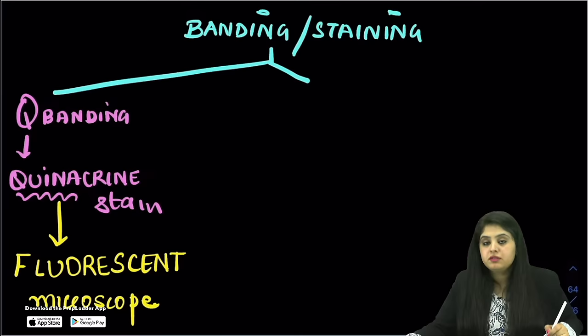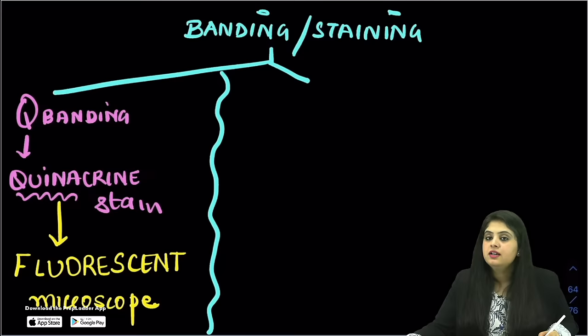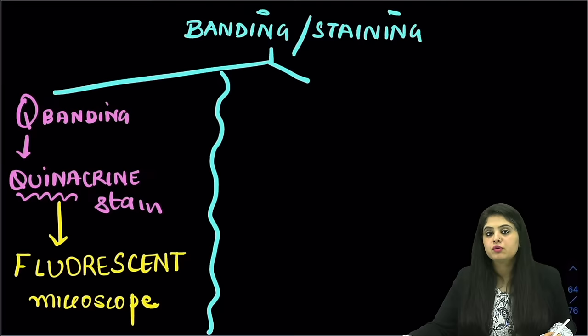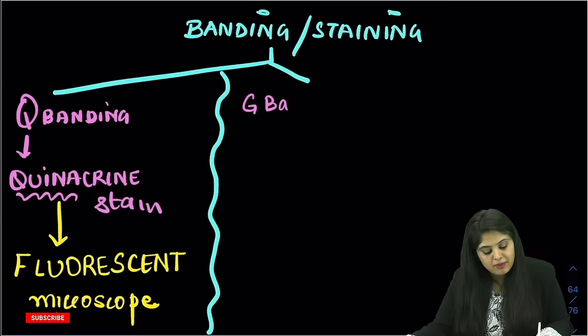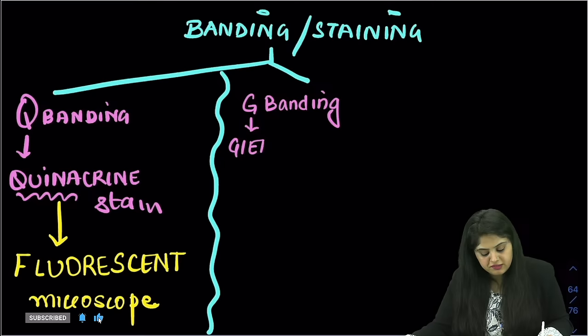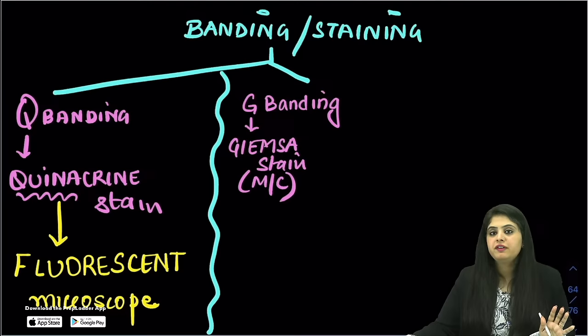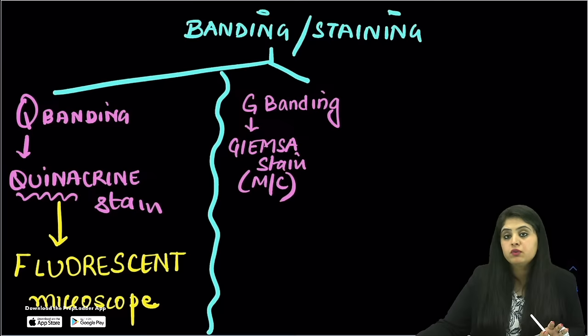After that, no one else is the queen in the story. Everyone else has to be a common person, and everyone will have to do with a light microscope. Now, when they say there is something called G-banding, G stands for Giemsa stain, which is the most common one that I was telling you. For this, nothing fancy, no queen treatment over here. We use a light microscope.